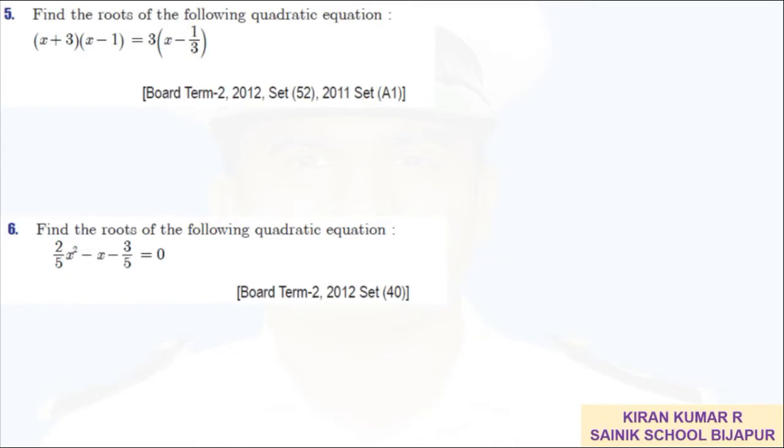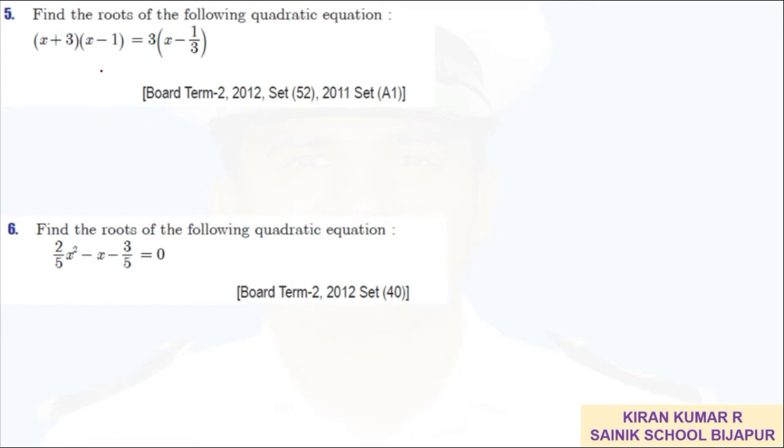Hello students, let's continue the session on revision of quadratic equations. Question number 5. Find the roots of the following quadratic equation: (x + 3)(x - 1) = 3(x - 1/3).